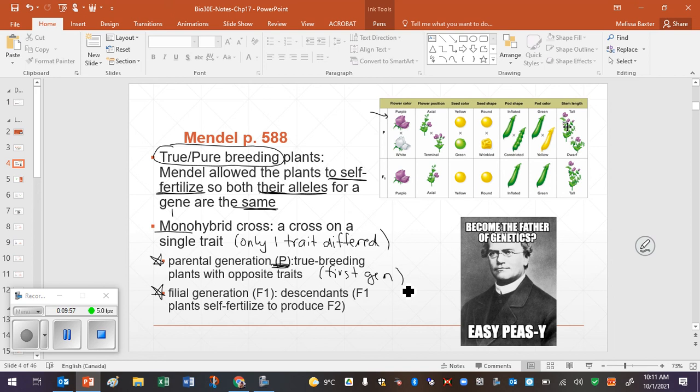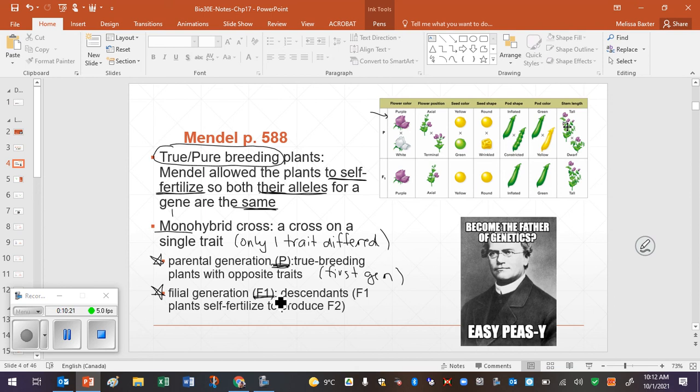The word filial comes from another language. You wouldn't say it a ton, but it refers to the sons of. So we're trying to get across that we're talking about the children or the descendants of whoever the parental generation was. The first filial generation we would call F1. F for filial and 1 for the first filial generation.